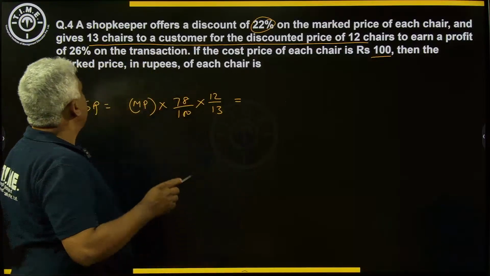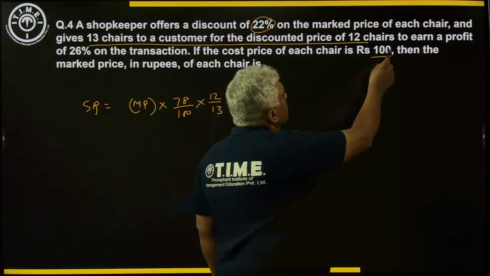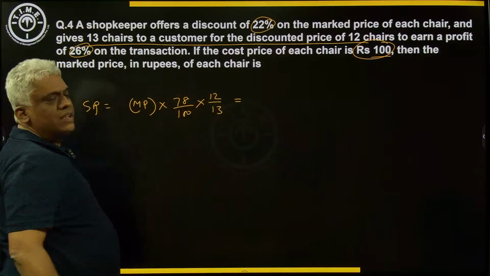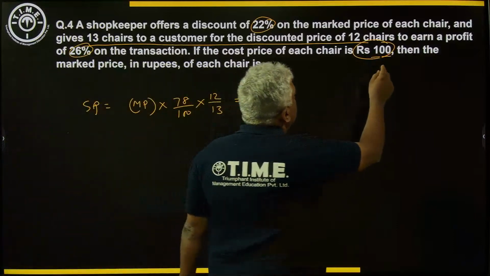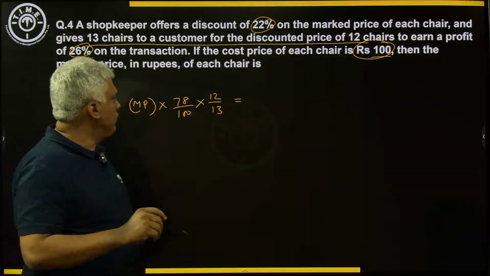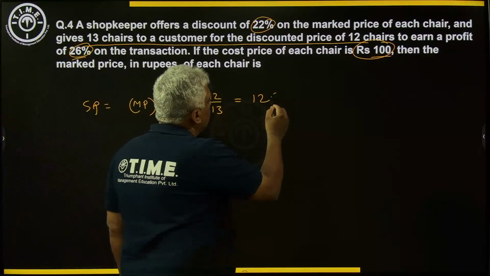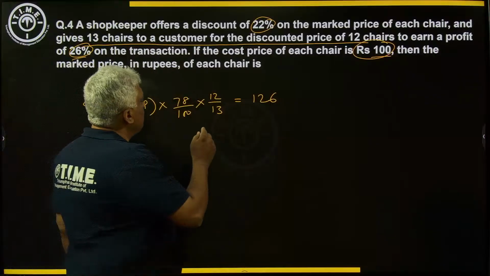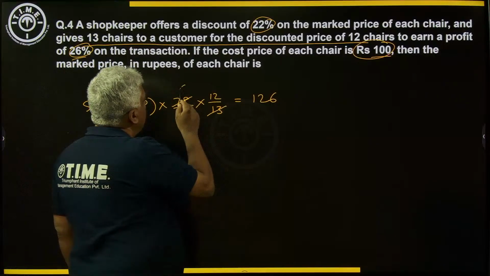Already we know that the cost price is given as 100, right? And he's making a profit of 26%. That means he's selling one chair for 100 plus 26% profit, so he's selling for 126, right? So this 126 is the selling price. So from here we can get the marked price, right?